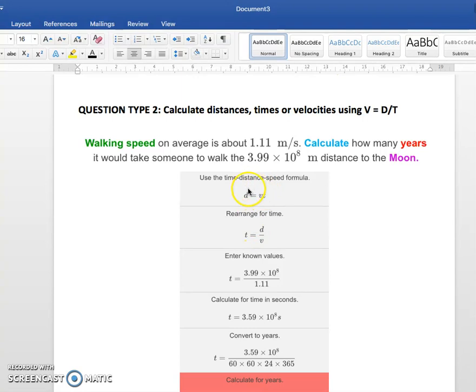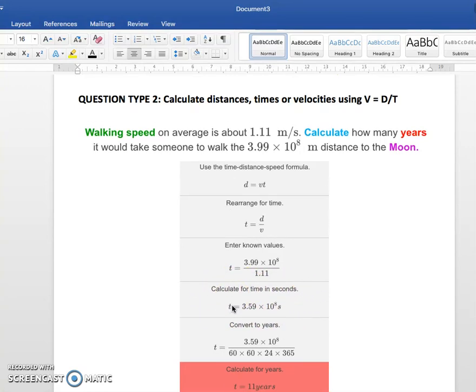So we're going to use the formula, velocity equals distance over time. They've shown it differently here. We can rearrange that formula to find out what we want. In this case, we want to know how many years it's going to take. So we're going to rearrange it so that time is the factor we're finding. We know the distance, we know the velocity. So we have 3.99 times 10 to the 8 meters divided by meters per second, and that will give us the time in seconds. Now this is the only tricky bit here.